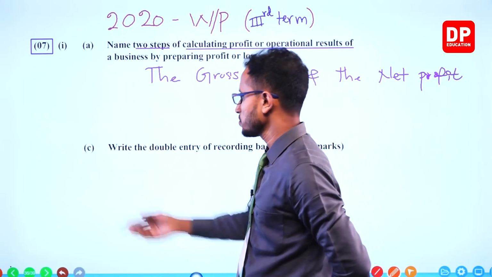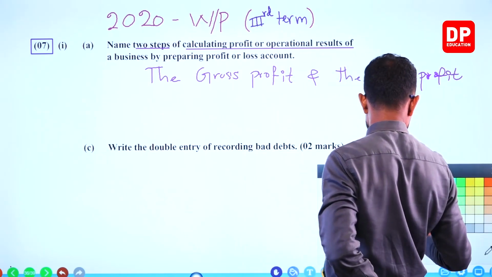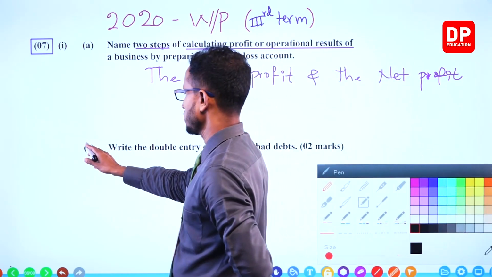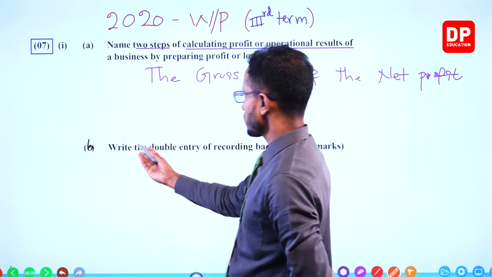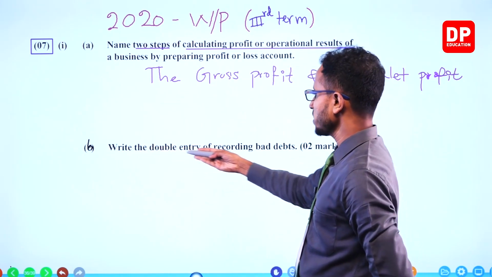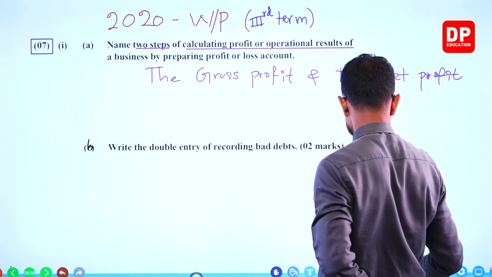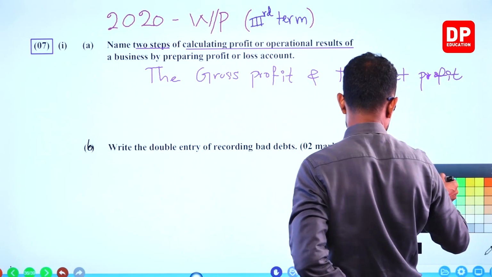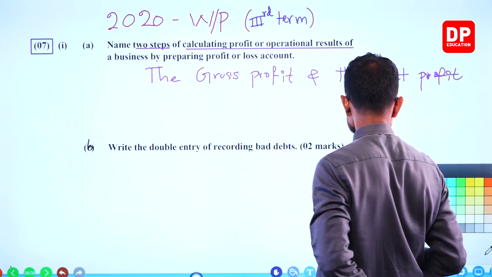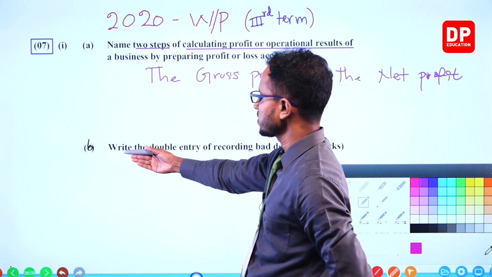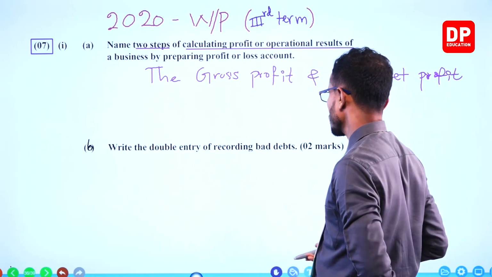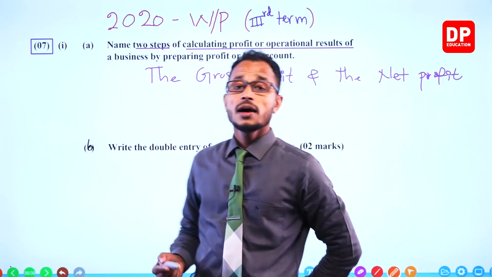B. It should be B part. Write the double entry of recording bad debts. Write the double entry to record bad debts.